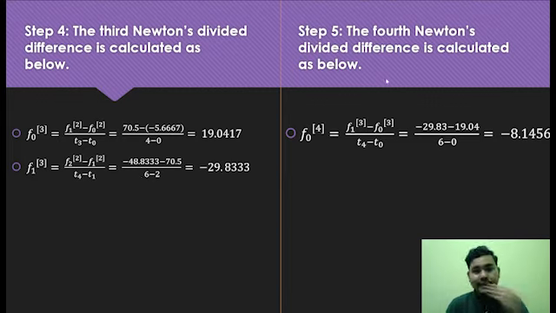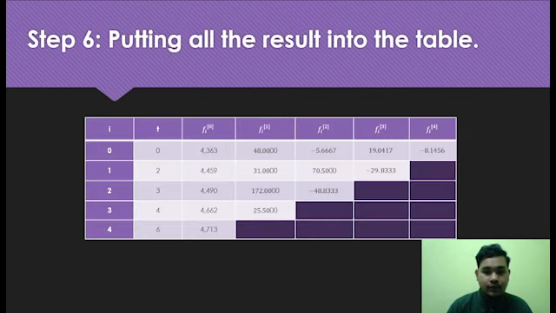Last, for the fourth Newton divided difference, we use the formula F13 minus F03, divided by T4 minus T0. We skip the column 3, so the answer is from 6 minus 0, and we get negative 8.1465. Sorry. Okay, next we construct the table and put the data we get from calculation here.